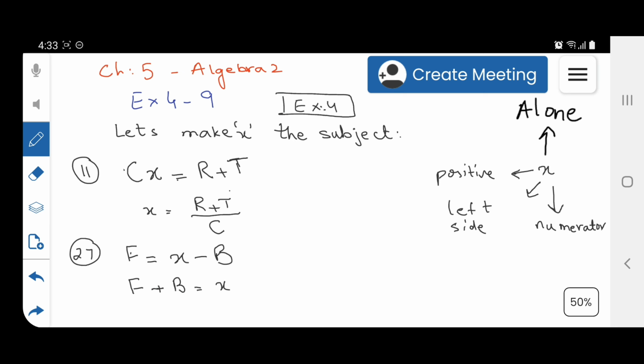Now what is the rule that we have learned? It should be positive. Yes, it is positive. It should be on the left side also. So what we can do is just switch the sides. We can say that f plus b equals x, which means x equals f plus b. So this is the answer.